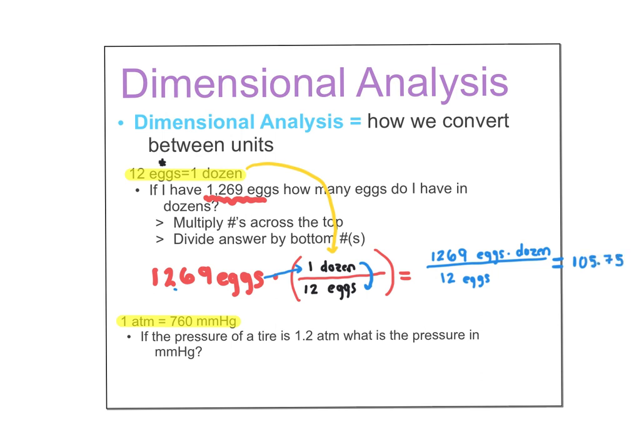105.75. And if you look at your units, eggs is on the top, eggs is on the bottom. The only unit we have left is dozen. So my units cancel out. So that's my final answer with the correct unit.